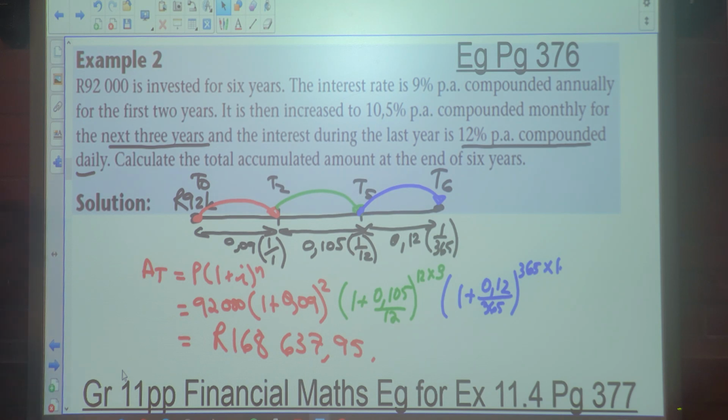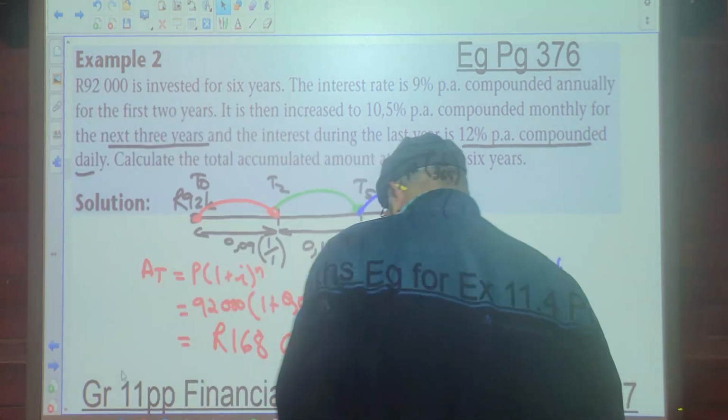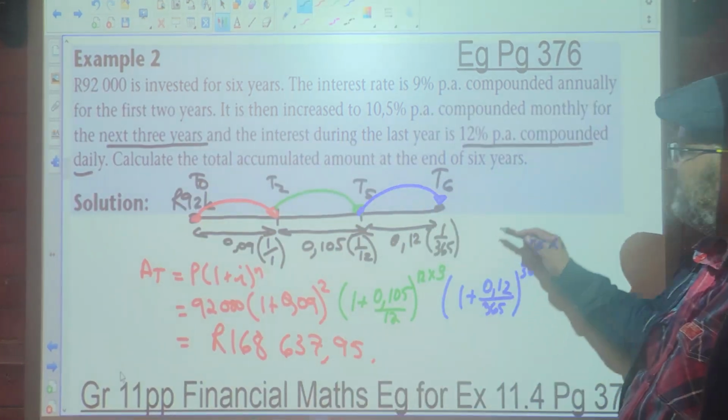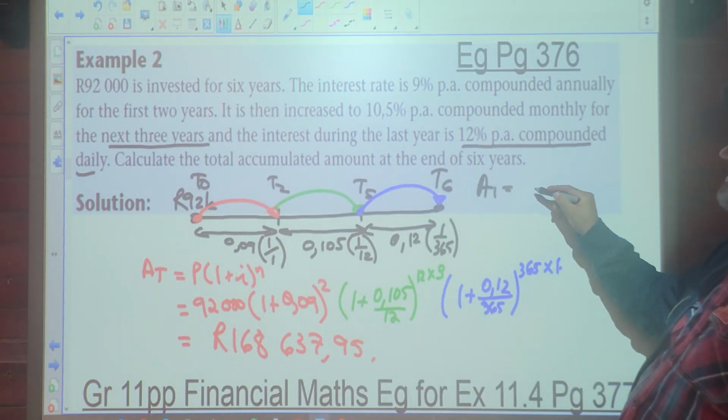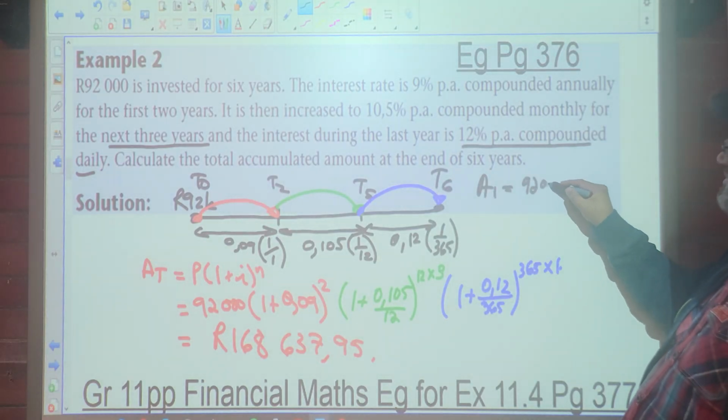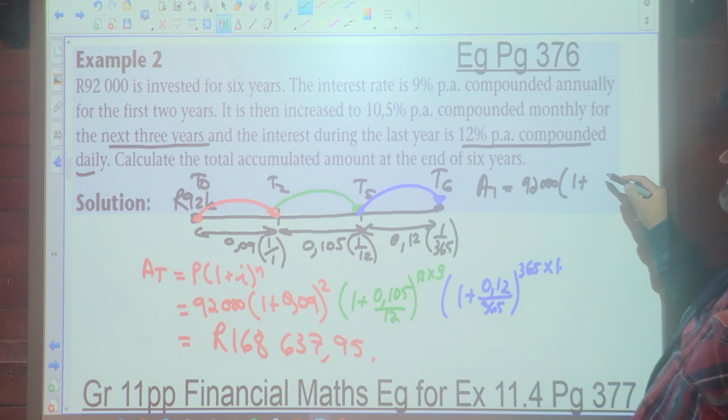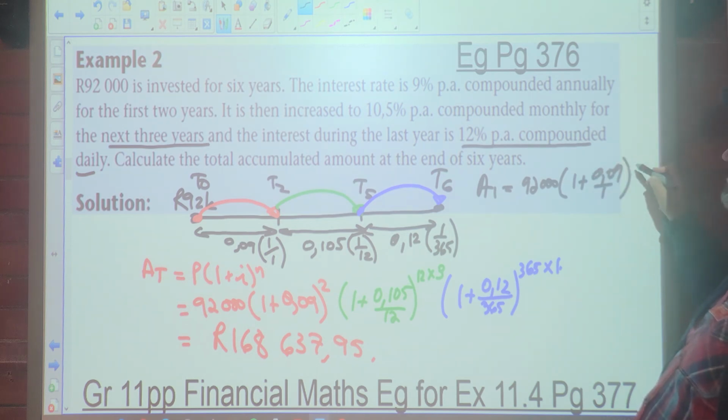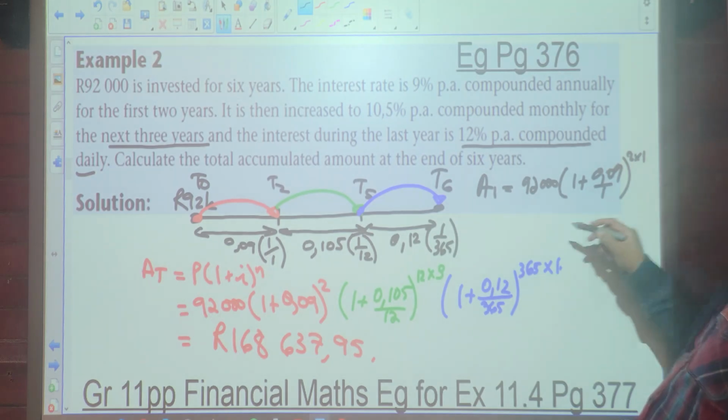Even if you don't like this method, no problem. What you do is, you say A1 is equal to 92,000 rand into 1 plus 0,09 over 1 to the exponent 2 times 1. You work that out.